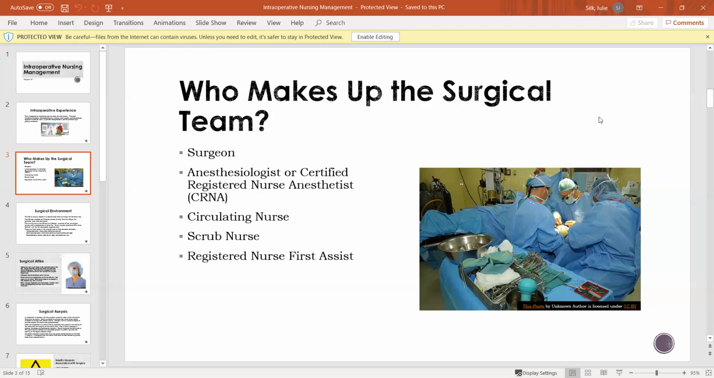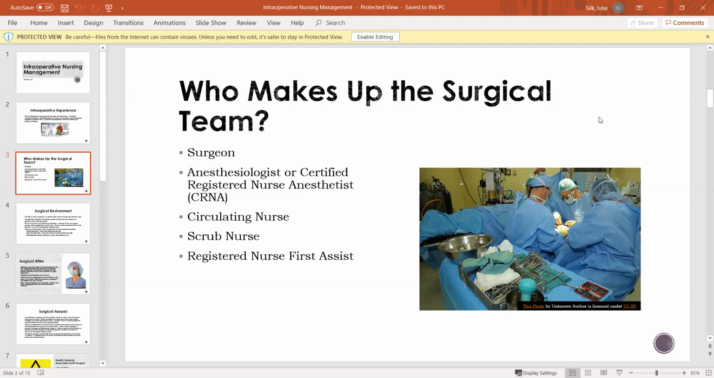Oh, other things, you know how we talked about the timeout the other day? This person would also do that before the surgery started. So you would verify that you have the correct patient. If you were working on a certain limb, you would verify you have the correct limb, all of those things. So the timeout would be done beforehand as well, and the circulating nurse would be the one to do that.